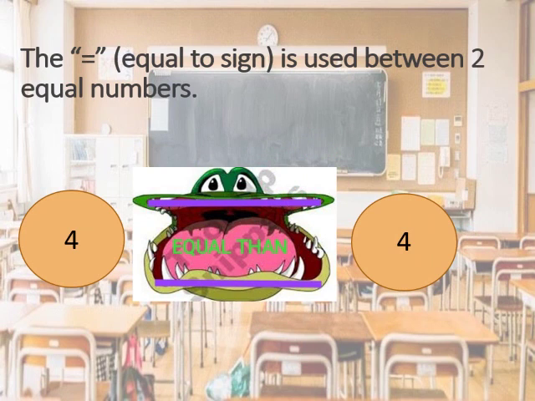In this case, number 4 is on both sides. So two numbers are the same. So we will use the equal to symbol and we will write 4 is equal to 4.